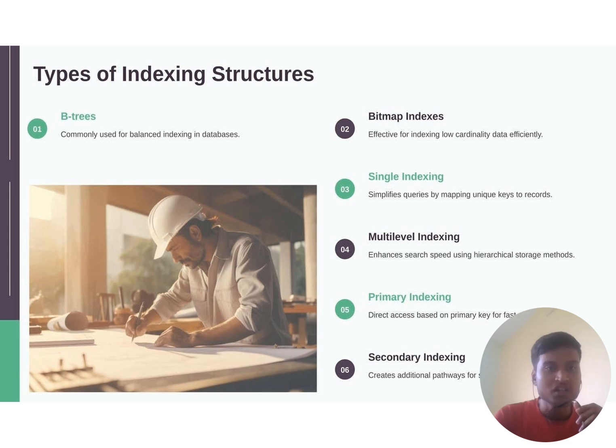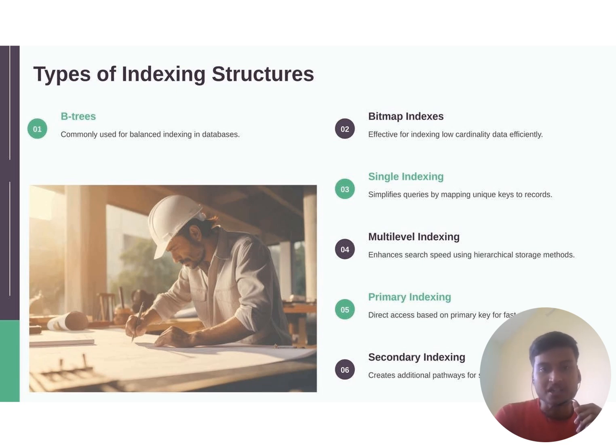So moving ahead, types of indexing structures. So there are six types: B-tree, bitmap indexing, single indexing, multi-level indexing, primary indexing, and secondary indexing. So B-tree is commonly used for balanced indexing in databases. Bitmap indexes is the second one, for indexing low cardinality data efficiently.